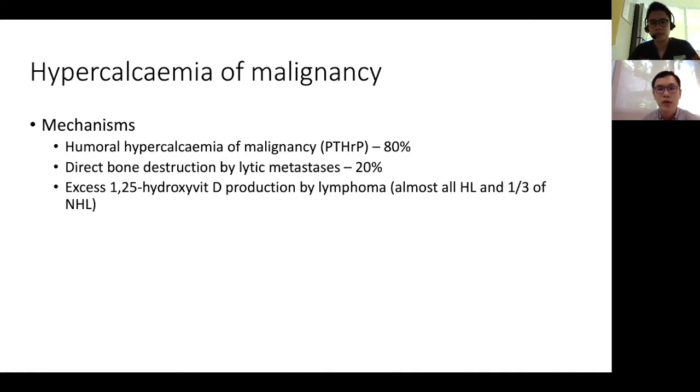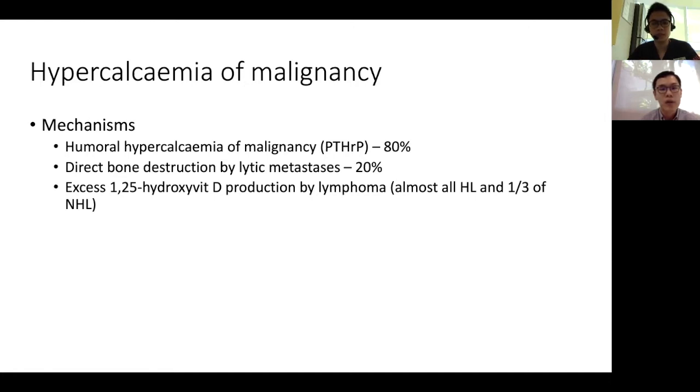SCC of the lung. I think there's a mnemonic of SCC being S for smoker, C for calcium being high, and C for clubbing. So high calcium is something that's associated with SCC of the lung. It can be SCC of the head and neck region as well. It can be seen in breast CA, renal CA, and so on.